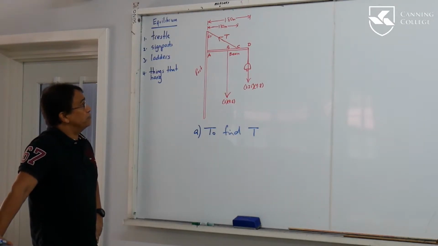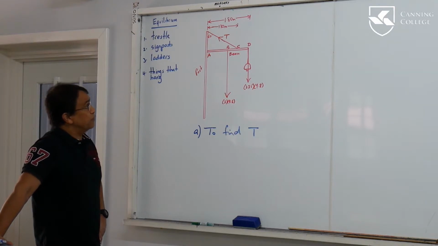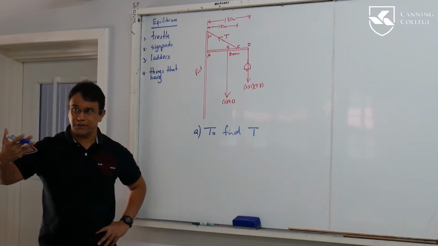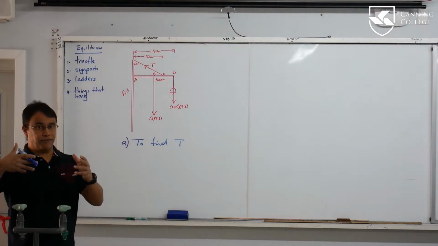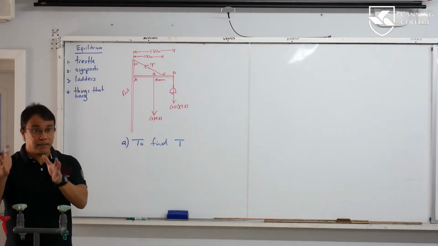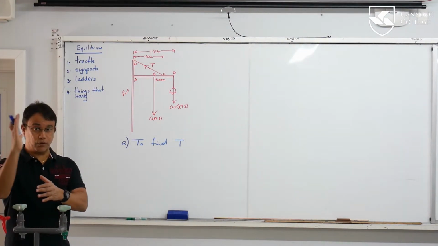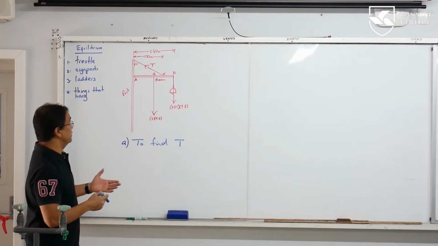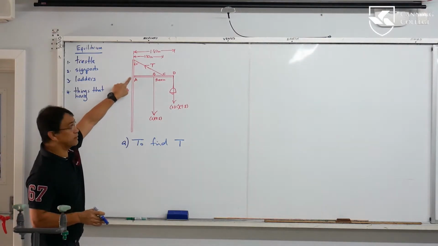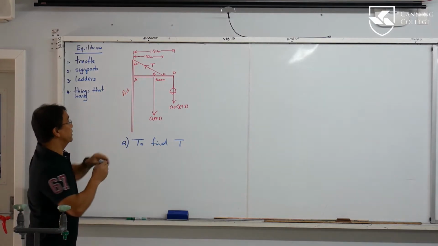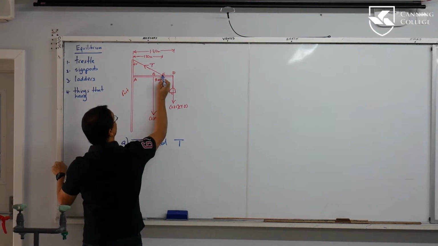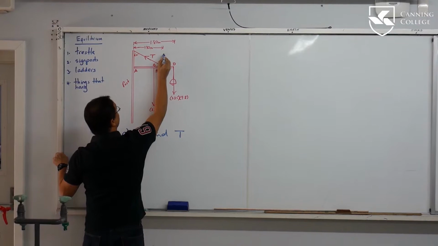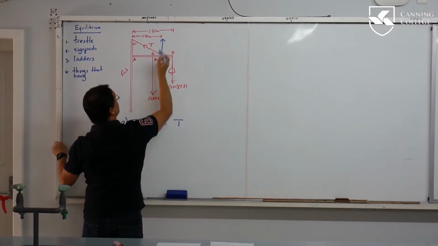To find the tension, I'm going to once again go back to my definition of moments. It's the force multiplied by the perpendicular distance from the line of action of the force to the axis of rotation. So I've got a sense that this is going to be my axis of rotation. I'll explain why in a moment. I'm going to draw the perpendicular force, which is actually going to be the vertical component of tension in the cable.